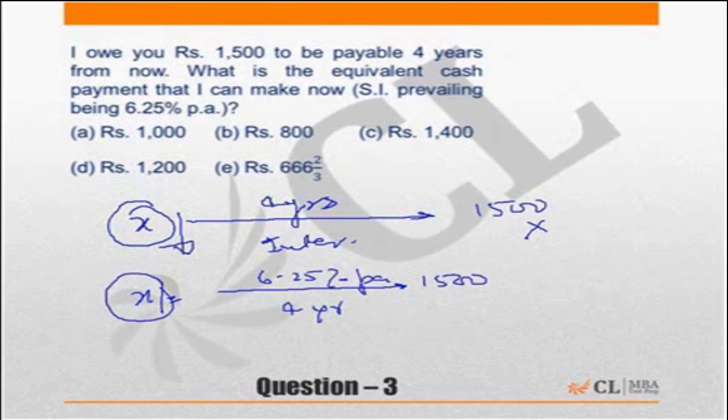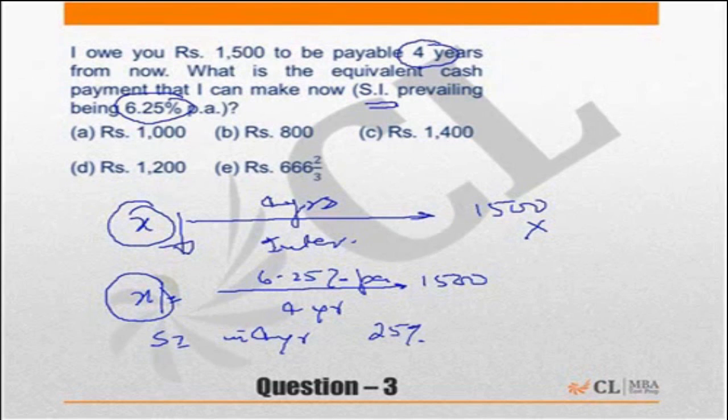So now let's again look at this way. The rate of interest is simple interest. And 4 years, 6.25%. Since it's a simple interest, in 4 years you will get not 6.25 but 6.25 into 4, which is 25%. I hope this is clear.